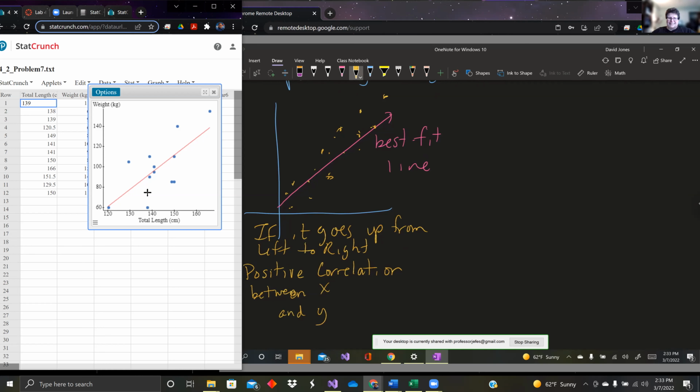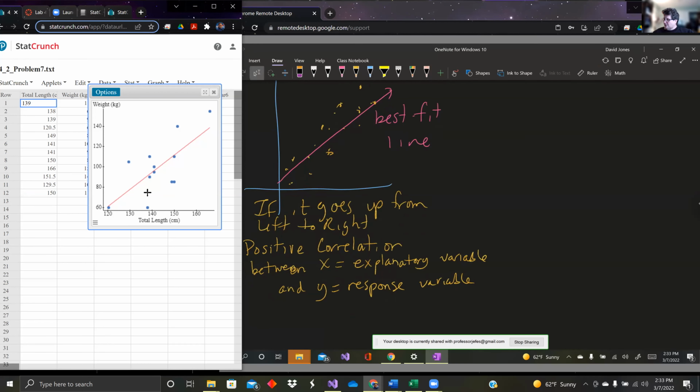In terms of stats, the way we talked about this back in chapter 1 or 2: X is our explanatory variable. It's explaining what happens to Y, and why it happens. Y is our response variable. There's a change that's happening as X changes, Y is changing. So X changing causes Y to change.